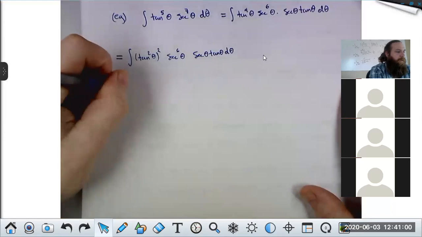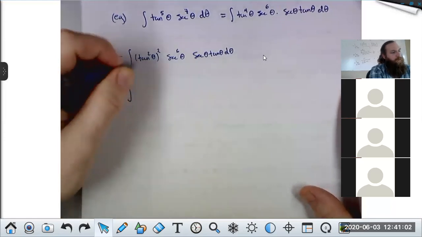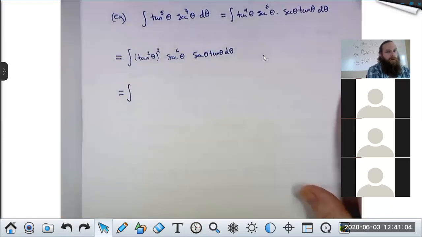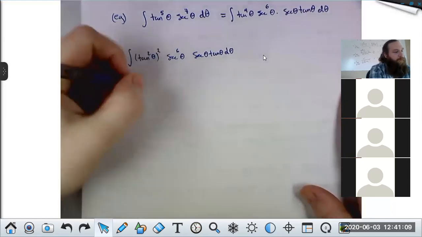All right. So my next move here is to rewrite tan squared in terms of secant. Tan squared plus 1 equals secant squared. So tan squared is secant squared minus 1.